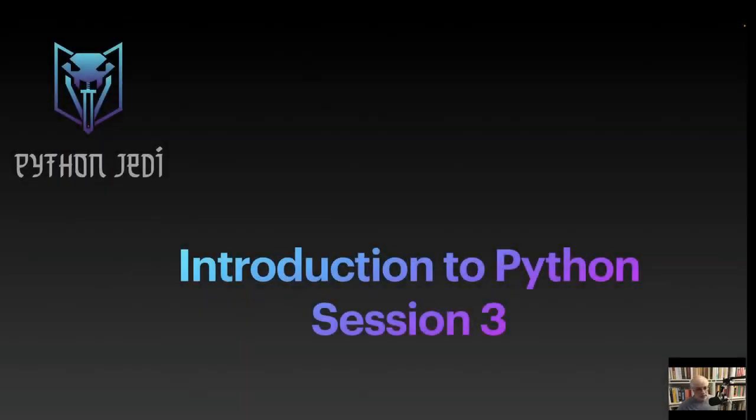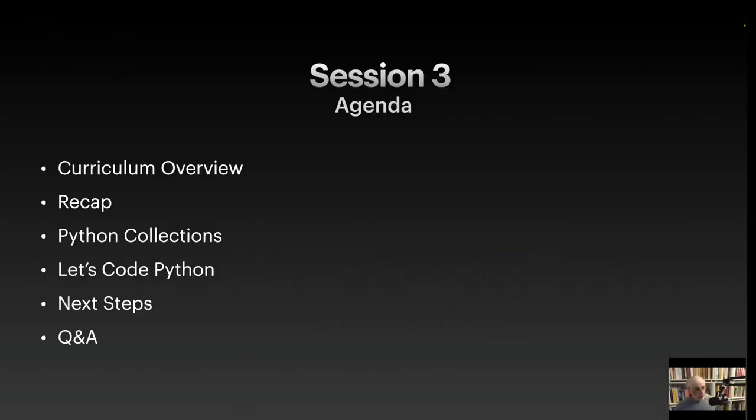All right, so tonight is session 3, and the agenda is to do a curriculum review or overview. We just want to go over the topics that have been covered and will be covered in the next few weeks. I'm going to do a quick recap. Then our primary goal tonight is looking at Python collections, and then we're going to dive right in and look at some Python code. And then we'll finish up with some next steps and Q&A.